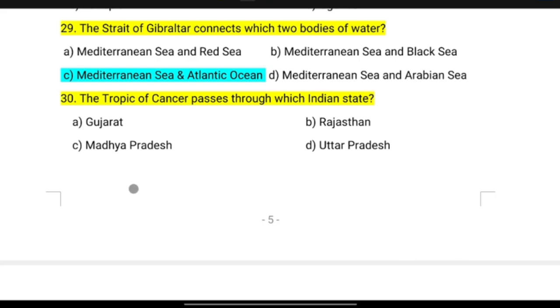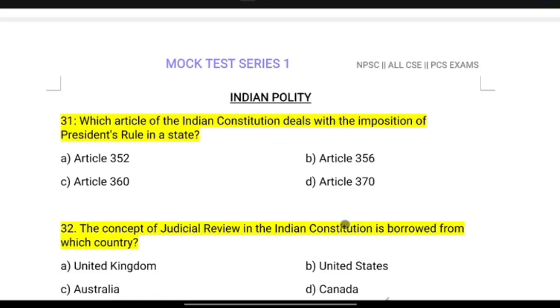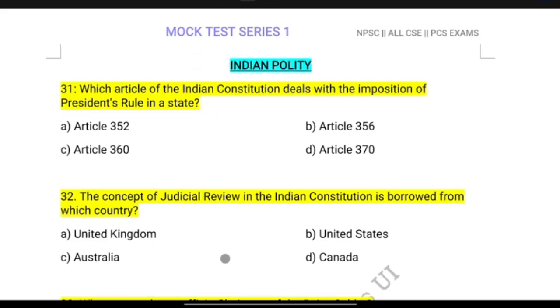30. The Tropic of Cancer passes through which Indian state? Answer. B. Rajasthan. Explanation. The Tropic of Cancer passes through the northern part of Rajasthan, influencing its climatic conditions. Now fourth section. Indian polity. 31. Which article of the Indian Constitution deals with the imposition of president's rule in a state?